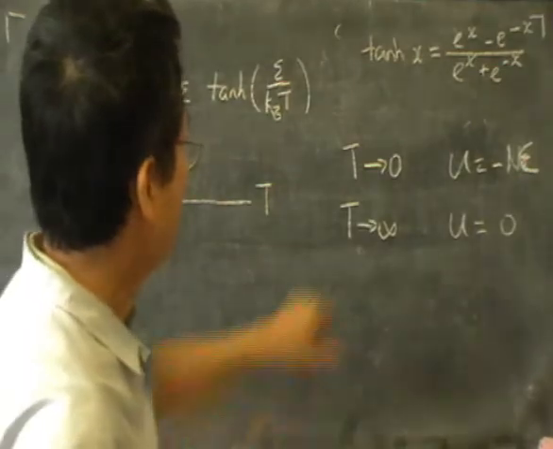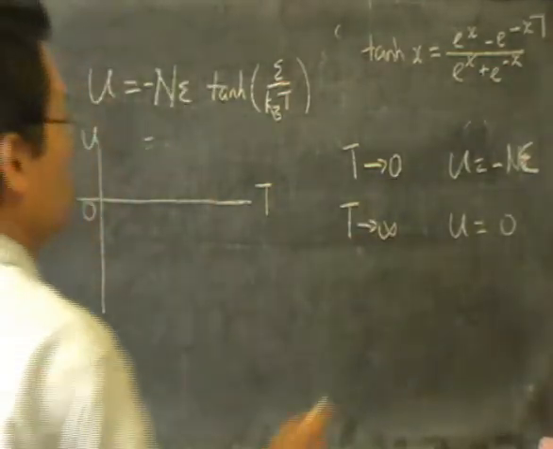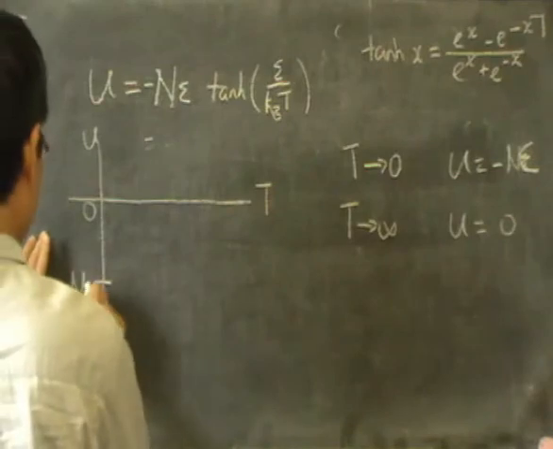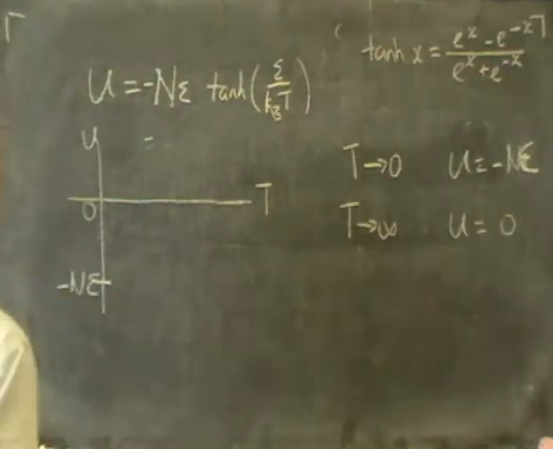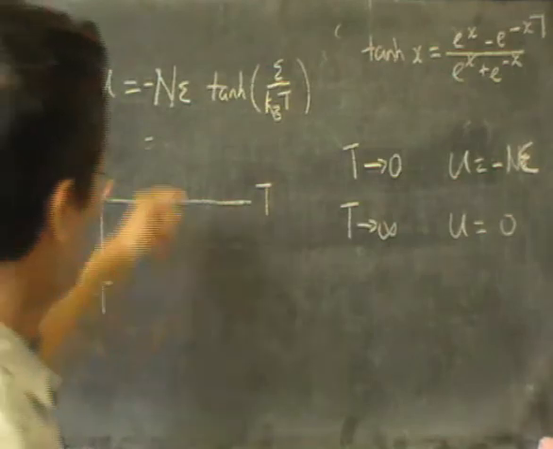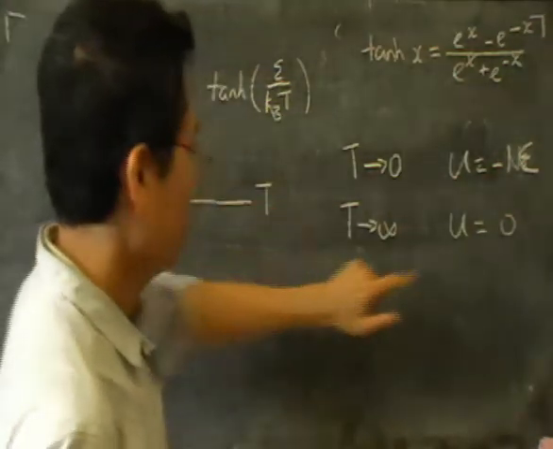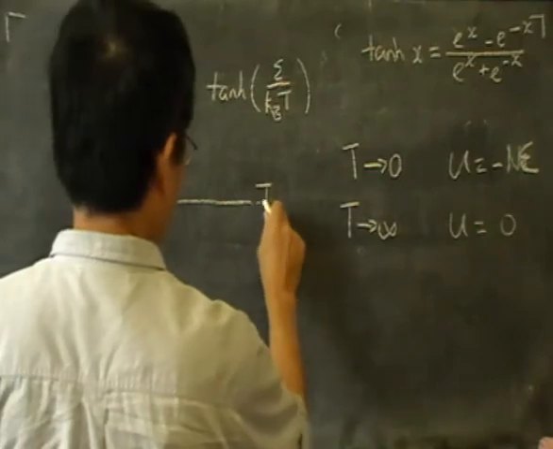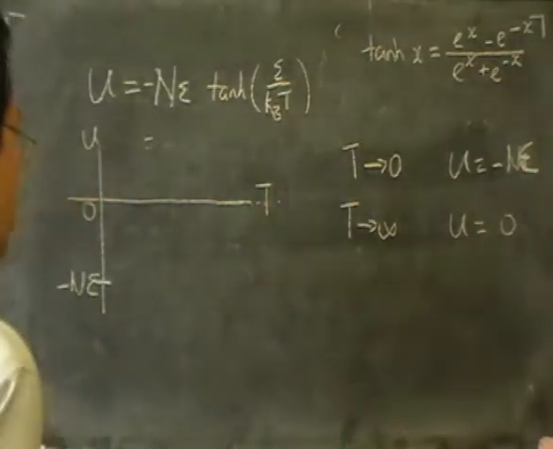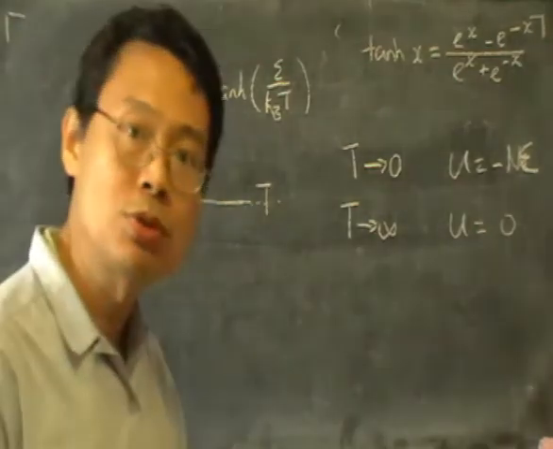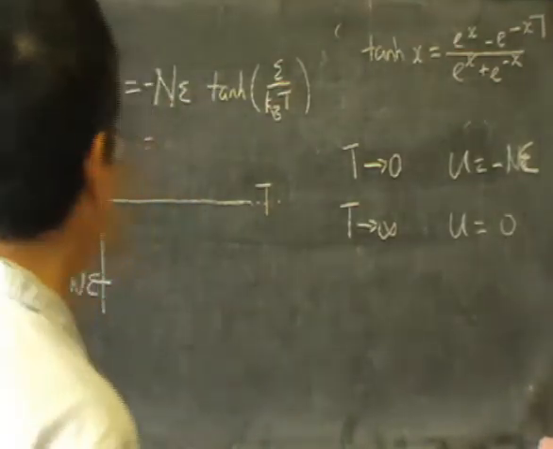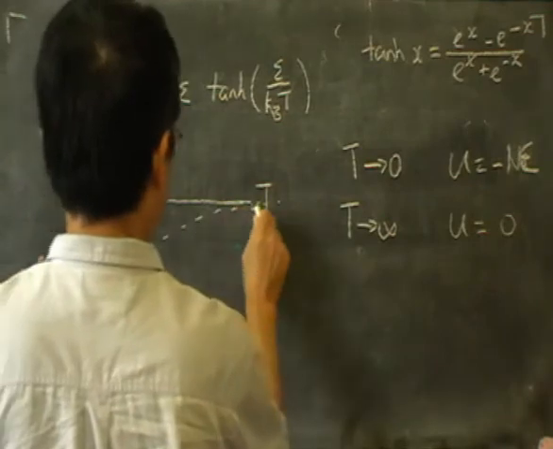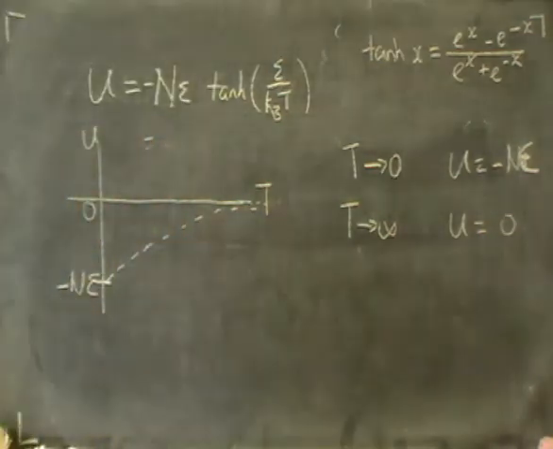Sort of. When T goes to 0, U goes to minus NE. We have 1 point there. When T goes to infinity, U goes to 0. So it sort of goes to there. Now the obvious thing to do is to just draw a curve joining those 2 points. That's simple enough.